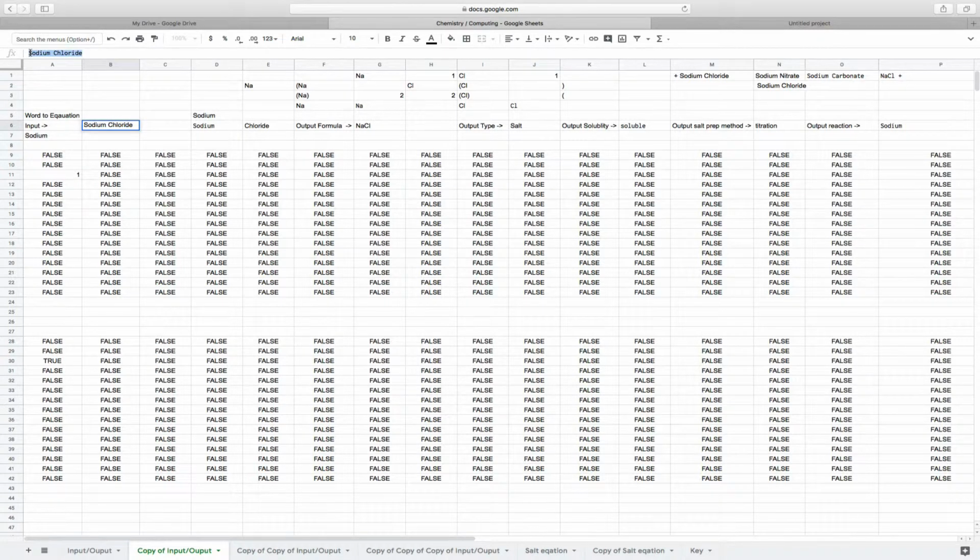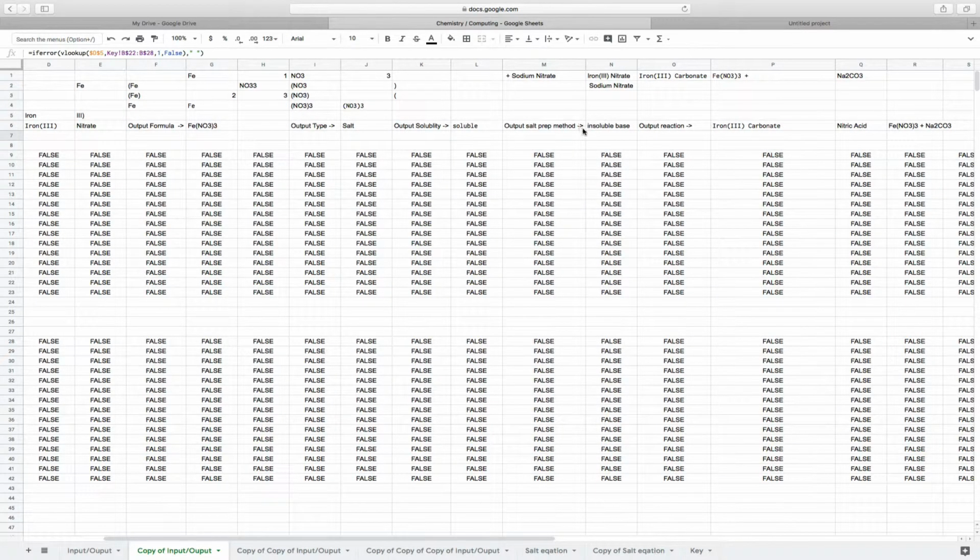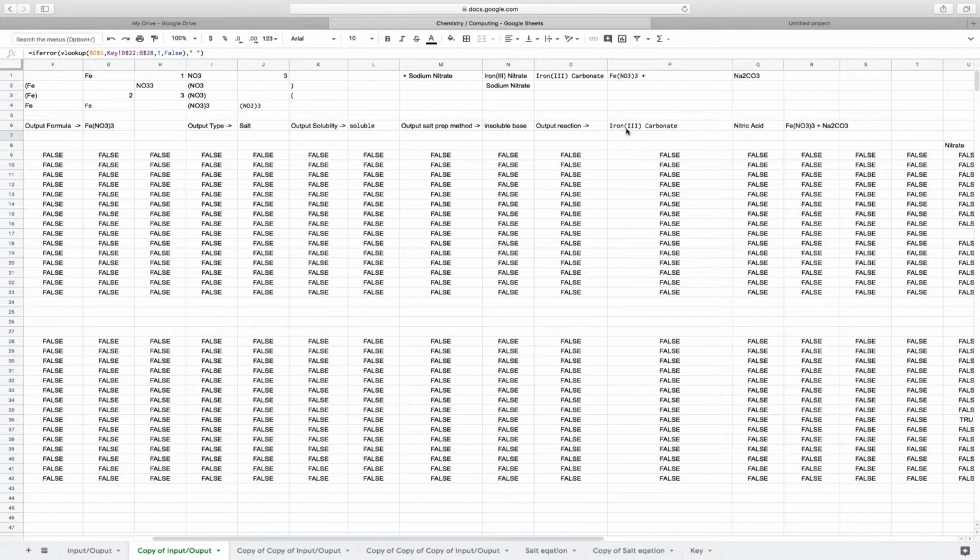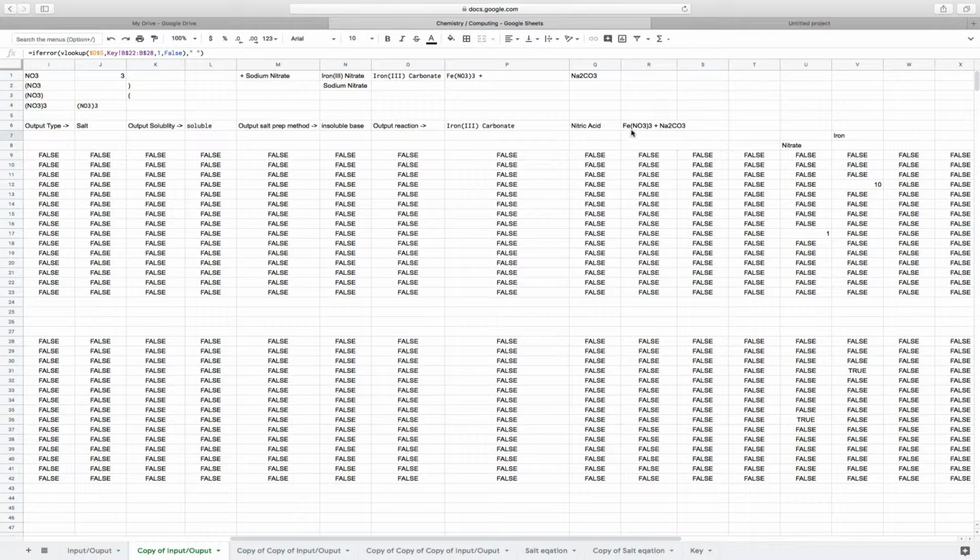Anyway, so here we can put in another random compound, say iron 3 nitrate, and FeNO3 is of course the correct formula for iron 3 nitrate. It is a salt because it is a nitrate. It is soluble because all nitrates are soluble, and so you would use the insoluble base method of preparation, which would be iron 3 carbonate plus nitric acid. And then this is just a weird thing, it doesn't matter, it's for a future project.